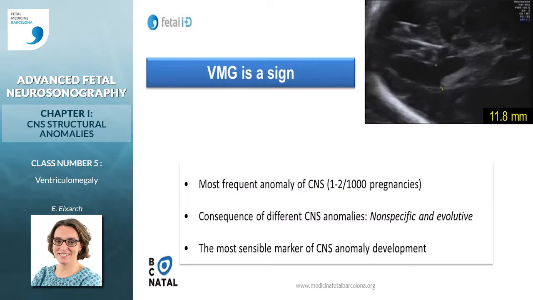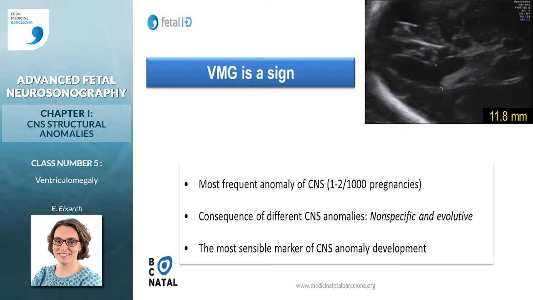And what is important to remember regarding ventriculomegaly? It is important to remember that it's not a diagnosis, but a sign, which means it is saying that something is wrong, and it is the most sensitive marker of central nervous system anomaly development. Truly, ventriculomegaly can be a consequence of different central nervous system anomalies, so it is non-specific, which means that when we see it, we know that something is happening, but we don't know what it is. And also, it is evolutional, which means that maybe at the 20-week scan we didn't notice it, but it evolved, and we detect it in the third trimester.